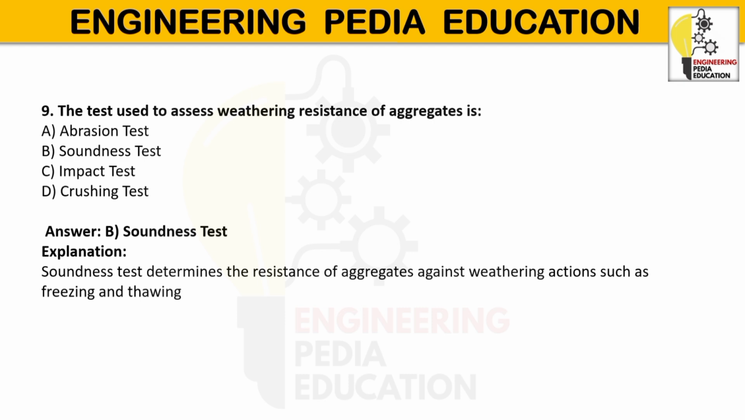Soundness test principle: repeated immersion in saturated solutions such as sodium sulfate, Na2SO4, and magnesium sulfate, MgSO4. Calculation is done by the percentage: original weight minus final weight upon original weight into 100. So the soundness loss is calculated. Lower percentage means more durable, higher percentage means less durable.